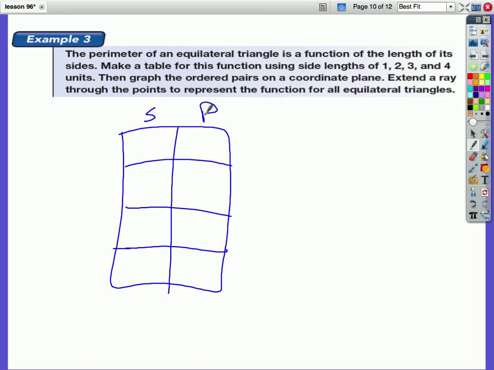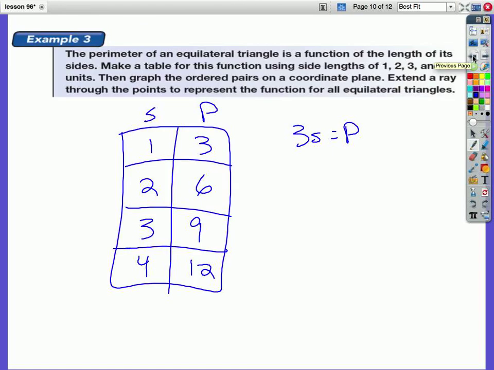Side lengths, perimeter: 1, 2, 3, 4. Okay. But equilateral triangle means all the sides are the same. So remember, if all the sides are the same, we could just take our side times 3, and that's going to equal our perimeter. Okay, so 1 times 3 is 3, 2 times 3 is 6, 9, 12. So there's our table.